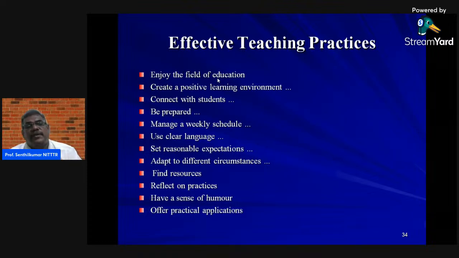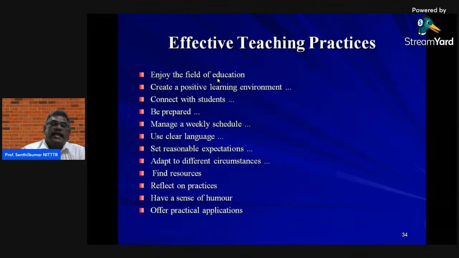Suppose you are also going to the particular session. Be prepared with the additional things related to that one. Manage a weekly schedule: in a particular week, what you will do. Use clear language. It may be a local language, or English, or a certain vernacular language. So you have to use clear language.